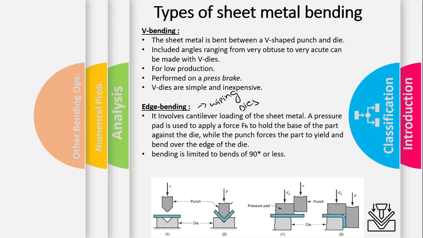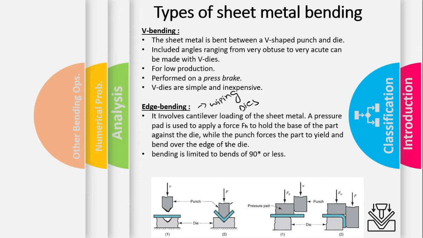In the case of V bending, the sheet metal is bent between a V-shaped punch and die. So we have a sheet metal and we have a V-shaped die and a V-shaped punch. The sheet metal is strained between the V-shaped punch and die. It is used for low production and it is performed on a press brake, and the dies are somewhat inexpensive.